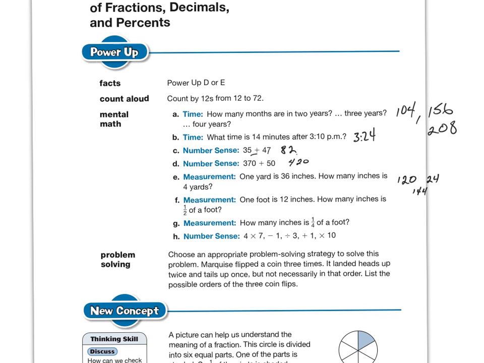1 foot is 12 inches. How many inches is 1/2 of a foot? 6 inches. Use quotation marks to notate inches. Okay, how many inches is 1/4 of a foot? Should be 3 inches.